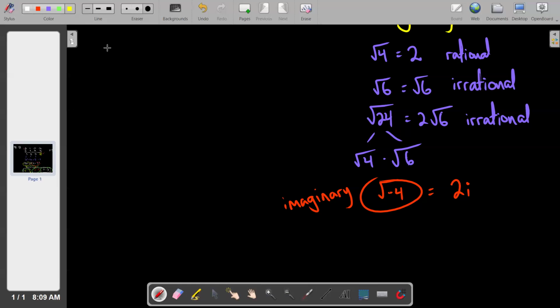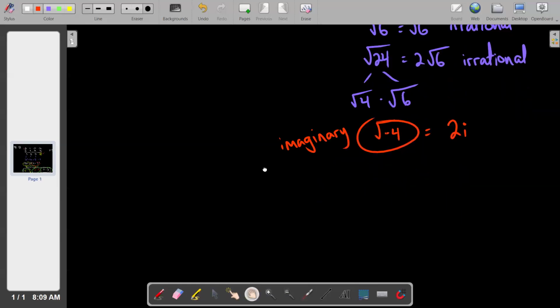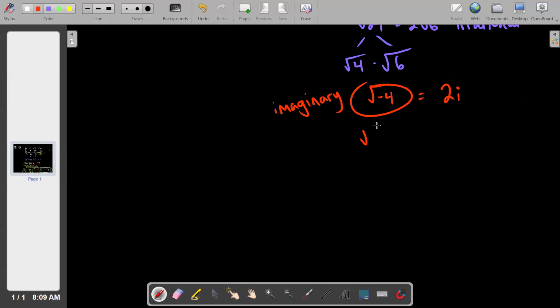So let's practice another imaginary root. This time, let's try the square root of -25. What's the answer? It's 5i. What's the square root of -24? 2 roots.